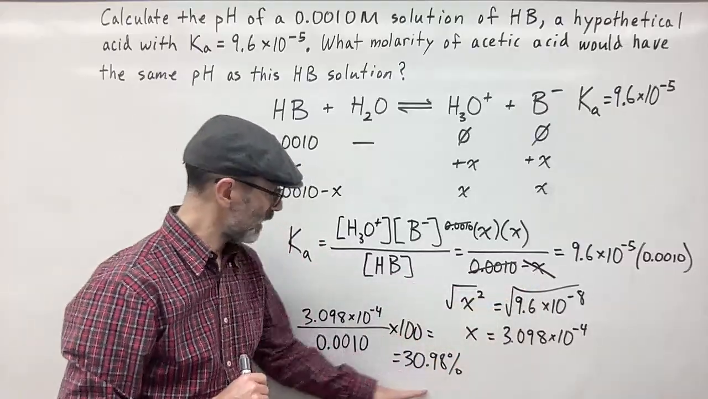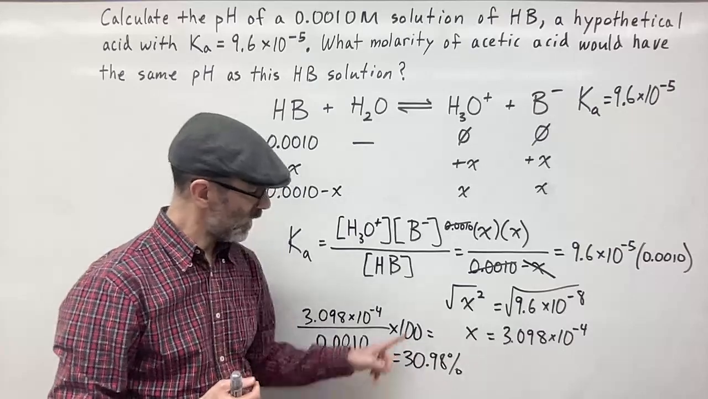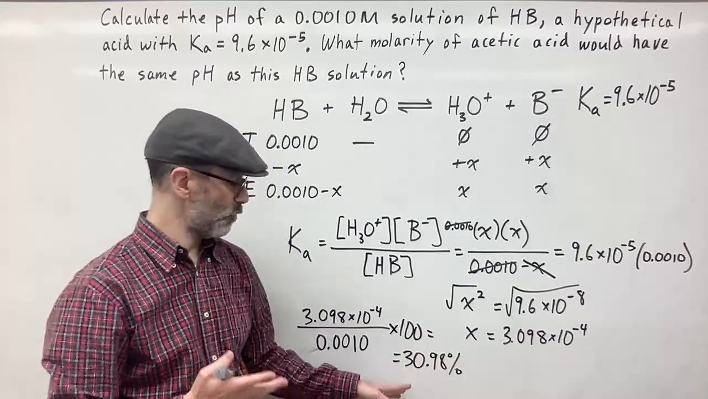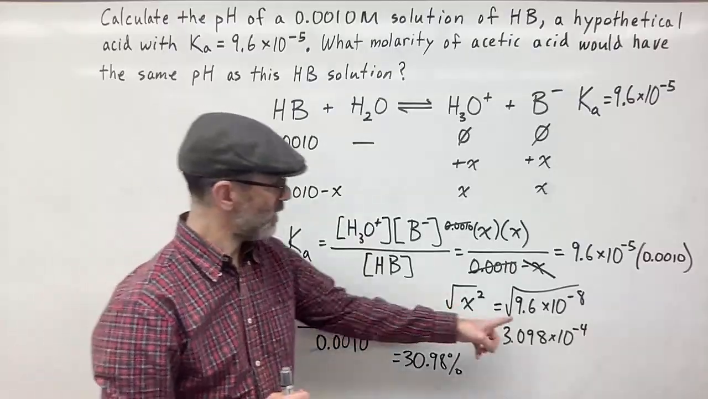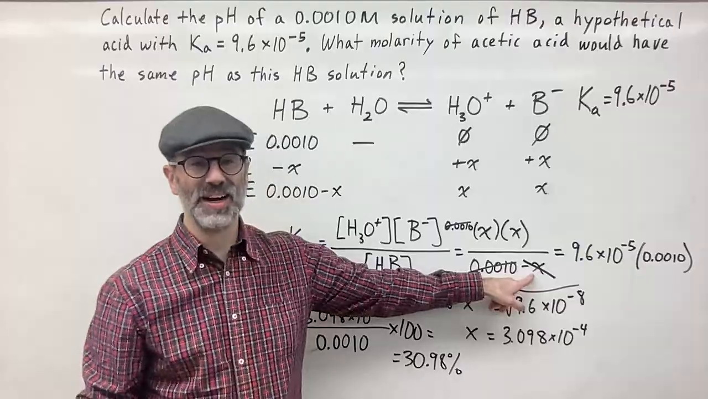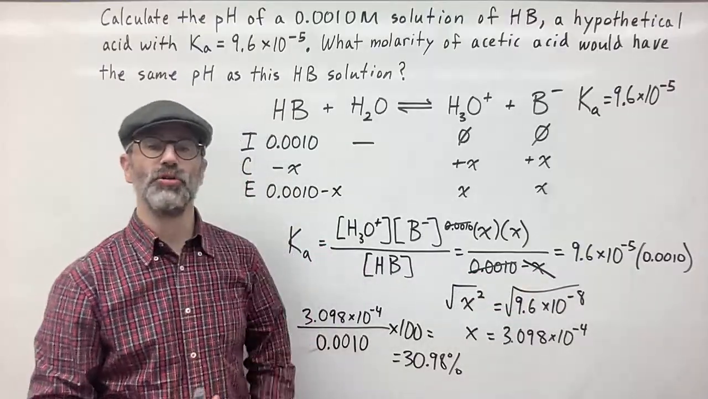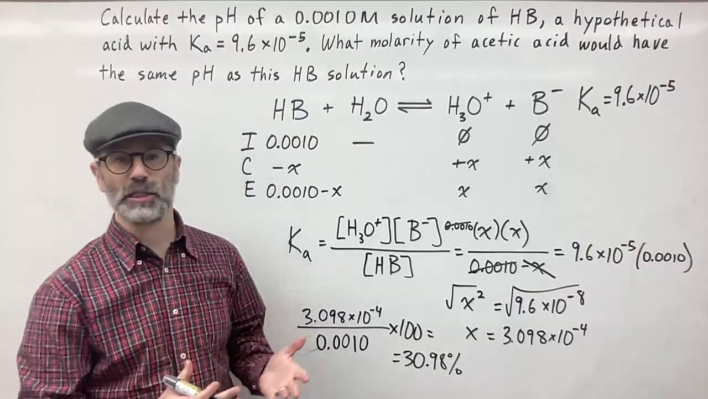So in order for that assumption, that x is small, to be valid, our percent ionization has to be less than 5%. And obviously that's not less than 5%. 30 is much greater than 5%. So that indicates that this assumption is not going to hold. So in this case, what we can do is use the method of successive approximations.